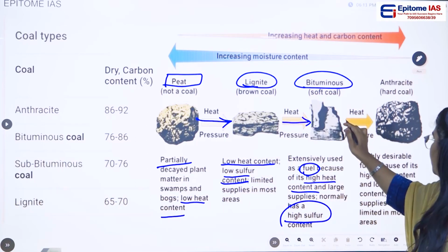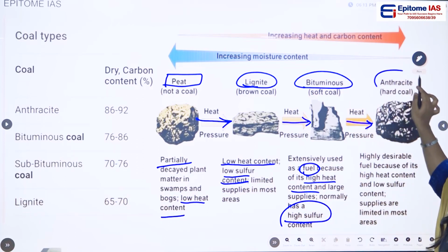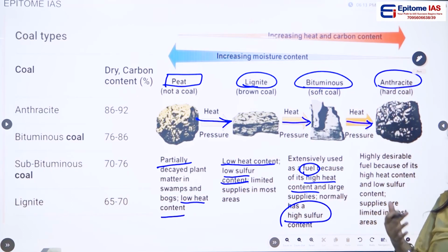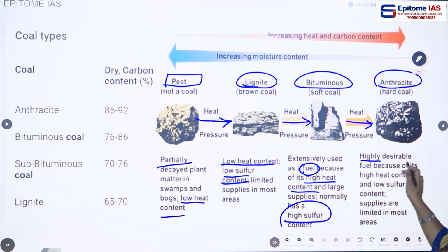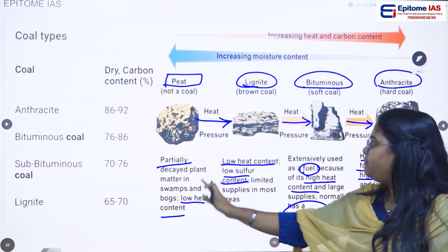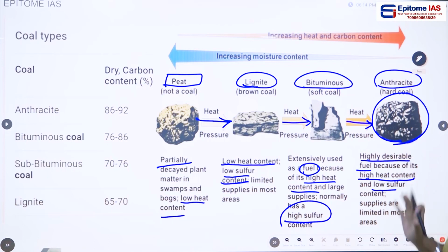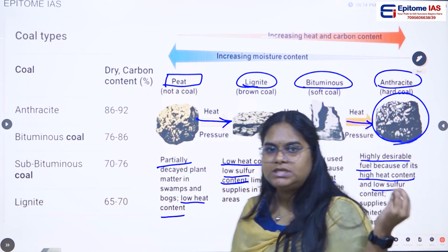Then after going through more heat and more high pressure, this bituminous is going to convert into anthracite. Anthracite is also known as hard coal, and this is a highly desirable fuel because it has high heat content and low sulfur content. Bituminous has high sulfur content, but anthracite has low sulfur content. So that's why this is highly desirable, and this is the process of how coal is formed in every stage. The highest stage would be anthracite, the hard coal, and mostly they prefer anthracite.